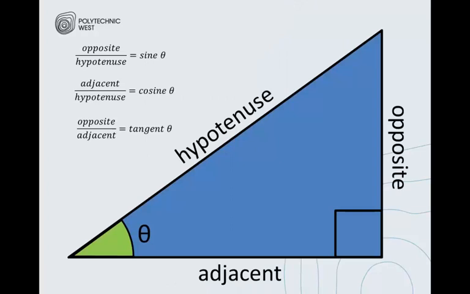So, to summarize, every angle has unique ratios of sides. These ratios have names, we call them sine, cosine, and tangent, where the sine is the opposite over the hypotenuse, the cosine is the adjacent over the hypotenuse, and the tangent is the opposite over the adjacent.